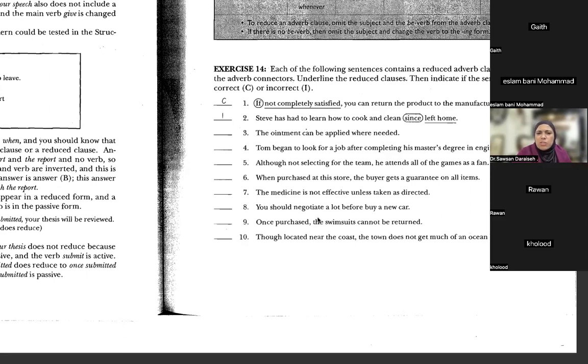So we're talking about, I don't know which city they're talking about. But let's get back to the grammar. We're talking about grammar. Though it is located.